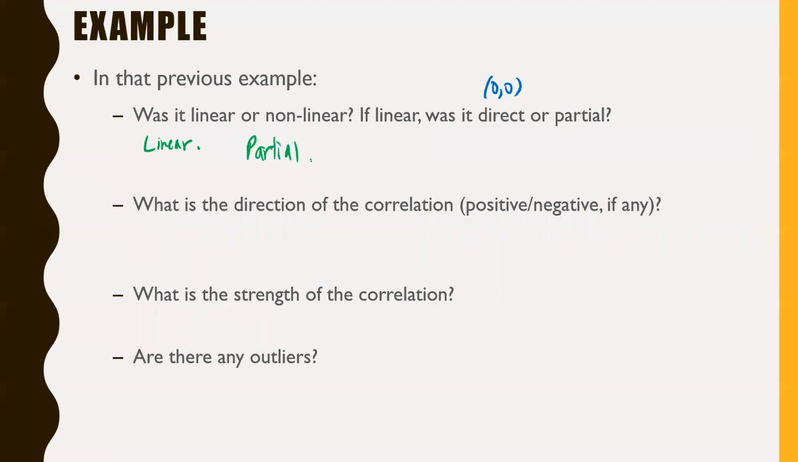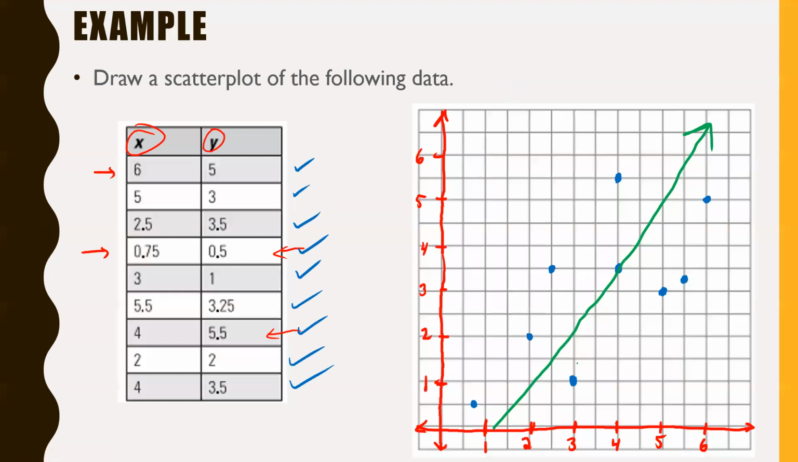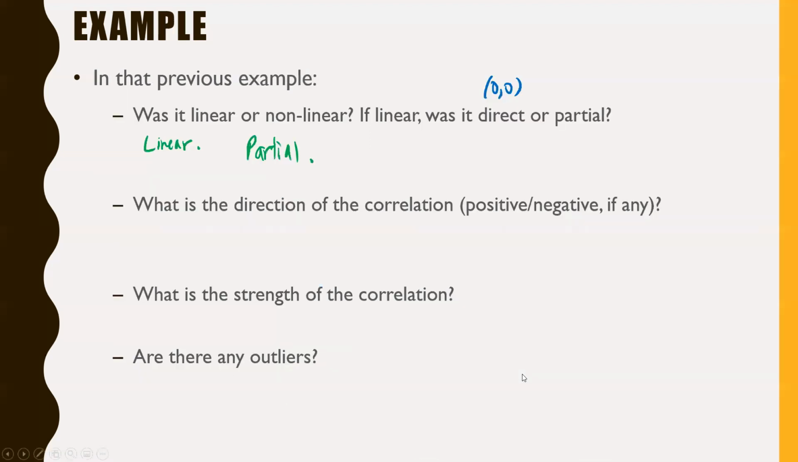You might disagree. Some people might say that's direct, depending on how you drew your line of best fit. That's really where it comes down to. But I guess it's a good discussion point, because when you have a line of best fit, whether it's direct or partial really is a matter of opinion. It depends on how you drew your line of best fit. But personally, I would say no. I'm sure someone could argue otherwise.